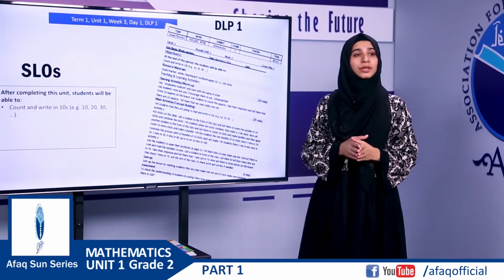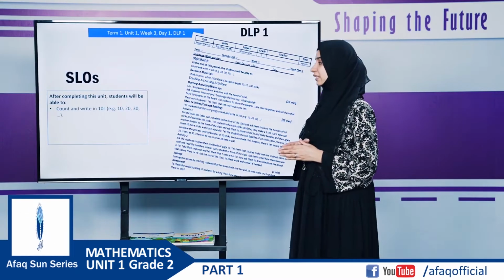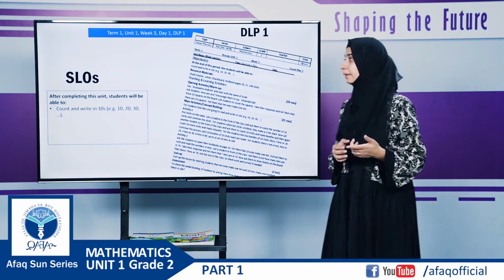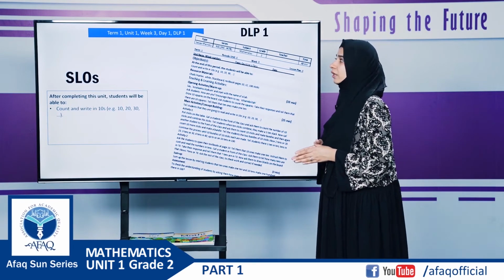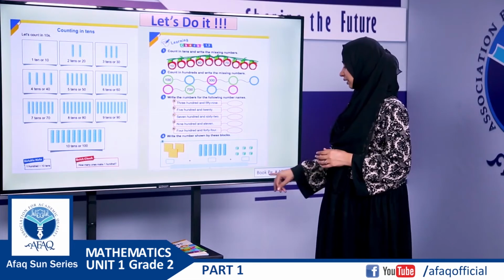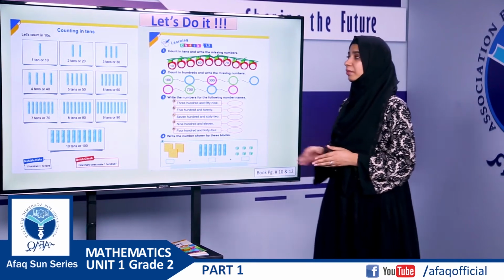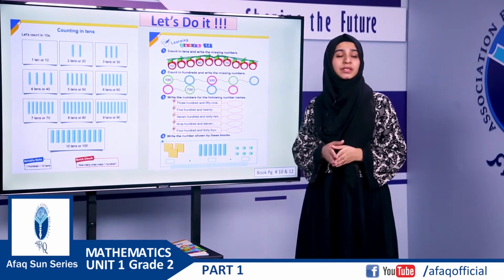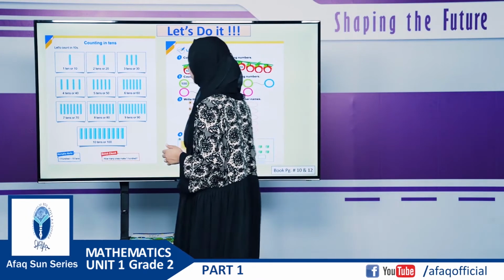In this lesson, we are going to cover only one SLO, and this SLO is count and write in tens, for example 10, 20 or 30. And to cover this SLO, the complete methodology has been given in DLP1 of day 1 of week 3, unit 1 of term 1. As you know, they have given us book page numbers 10 and 12. We have already done page number 12. You could revise this page in the presence of your parent or your teacher. Now let's move to page number 12.